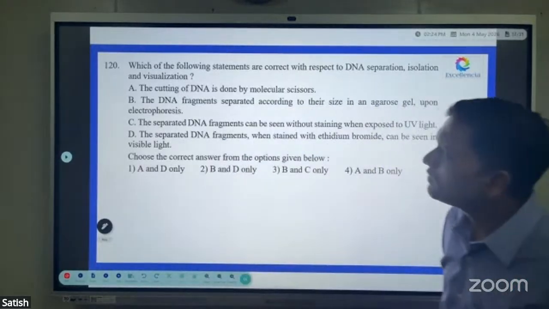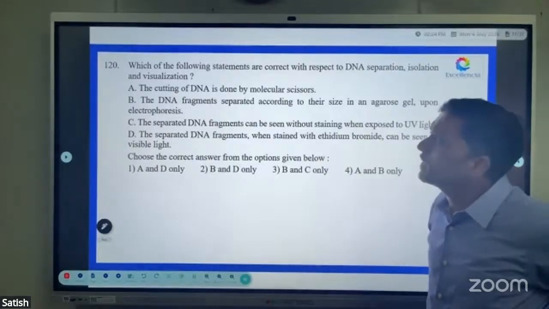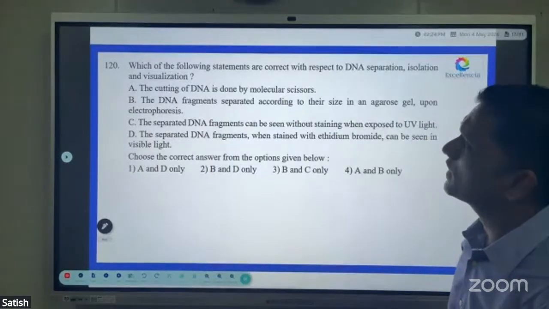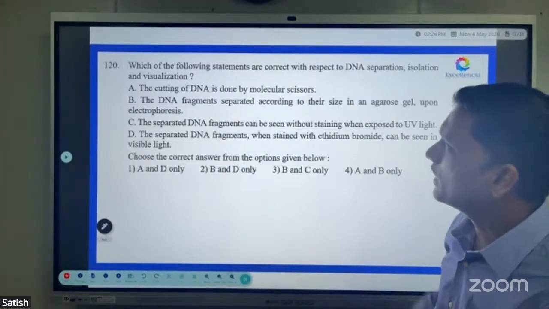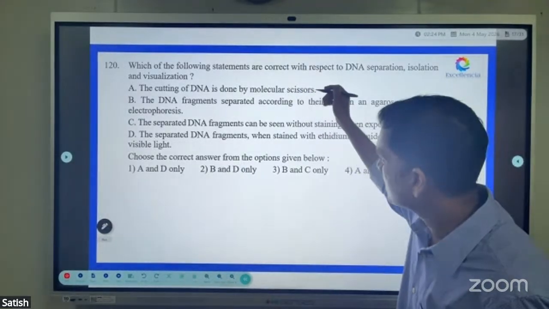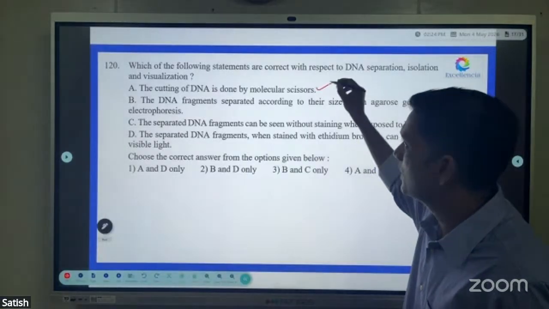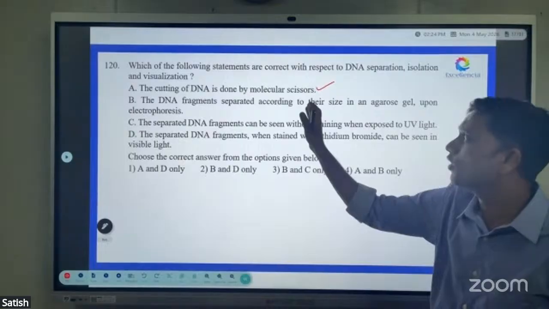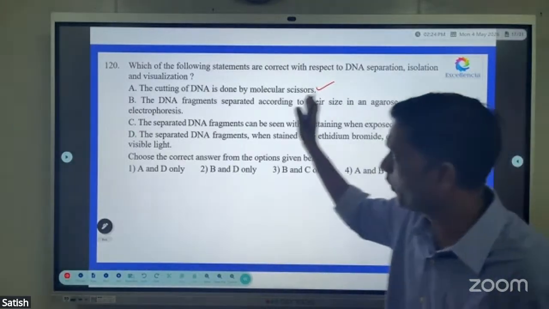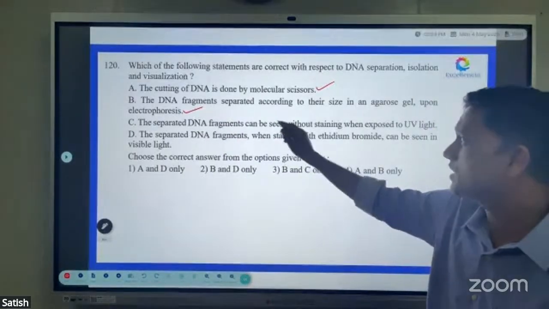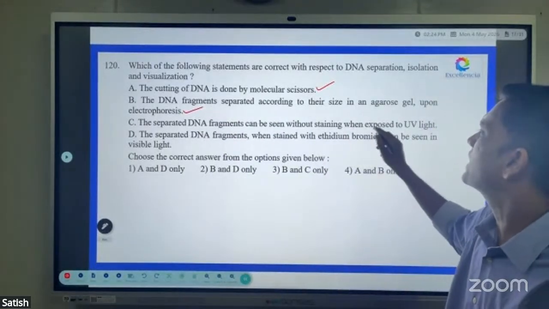Next question. This is related to biotechnology principles. Which of the following statements are correct with respect to DNA separation, isolation, and visualization? The cutting of DNA is done by molecular scissors. Yes, they are also called restriction endonucleases, restriction enzymes, correct? The DNA fragments are separated according to their size in agarose gel upon electrophoresis. Yes, correct. The separated DNA fragments can be seen without staining when exposed to UV light.